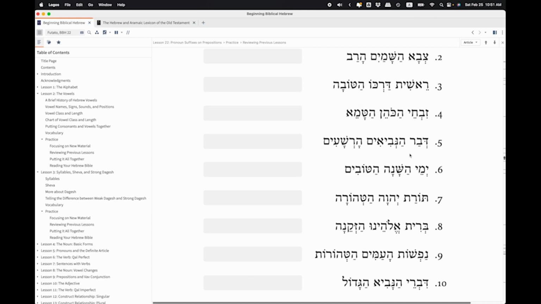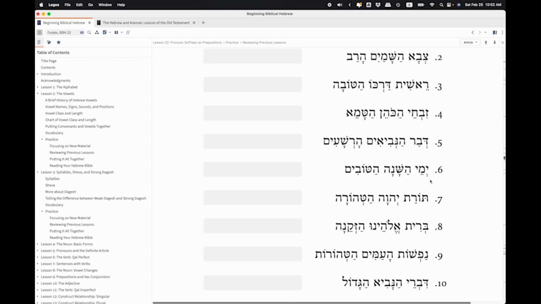Number five, we've got Devar HaNevi'im HaRasha'im. Here we see that our adjective Rasha'im is masculine plural, and the noun HaNevi'im is masculine plural, but Devar is masculine singular. So this would have to be the word, because it's the prophet. The definiteness of the construct depends on the definiteness of the absolute. The word of the, and then we need the adjective before the noun it modifies. So the adjective would be the word of the wicked prophet.